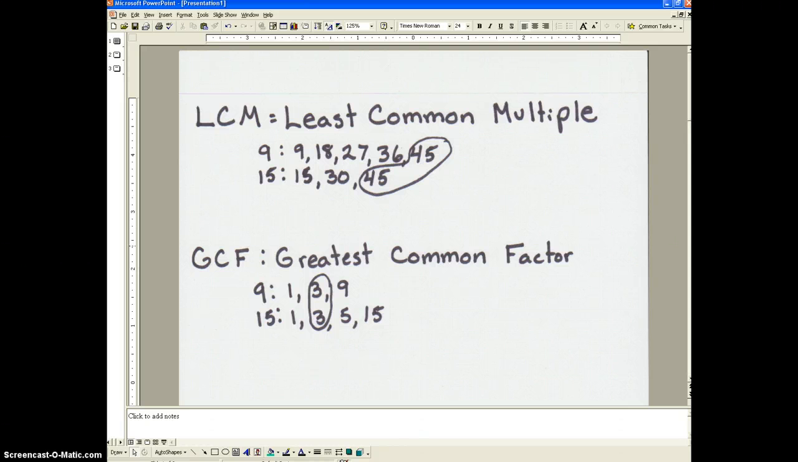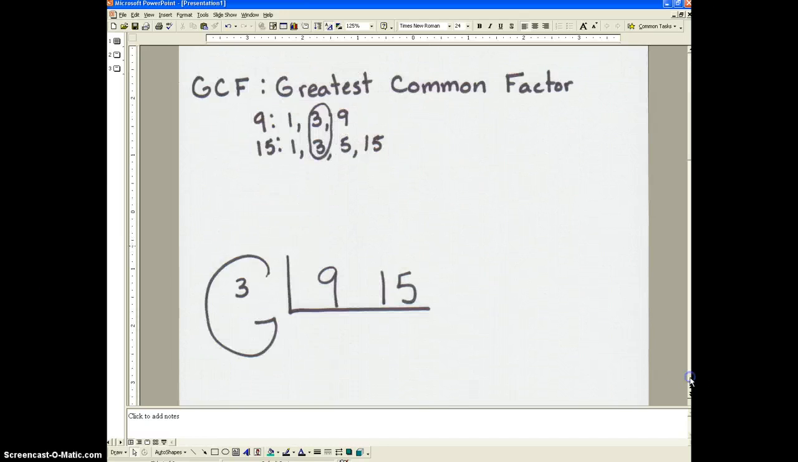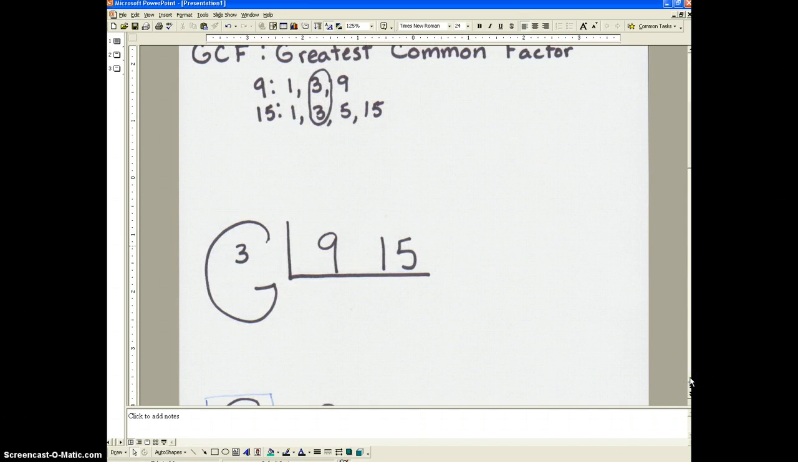Well, today I'm going to show you a trick that lets you solve all of this in a much easier way. Start with those same numbers, 9 and 15, and make a big G on the left-hand side. In that G, you're going to write a common factor of 9 and 15. So 3 is a number that I know can divide into both 9 and 15. It's okay if it's not the greatest common factor, but you will have fewer steps to do if you do find the greatest common factor in your first step.